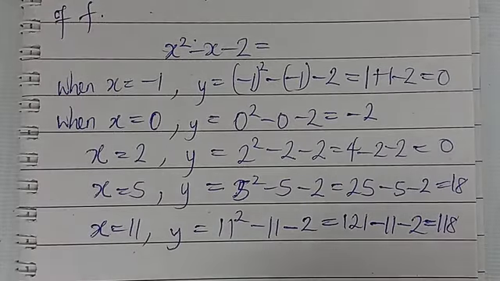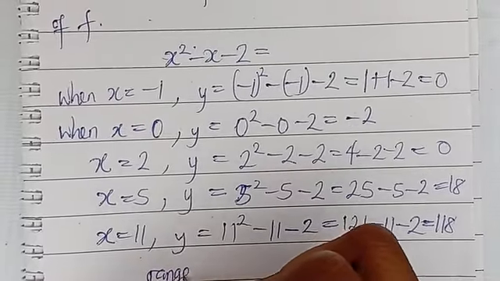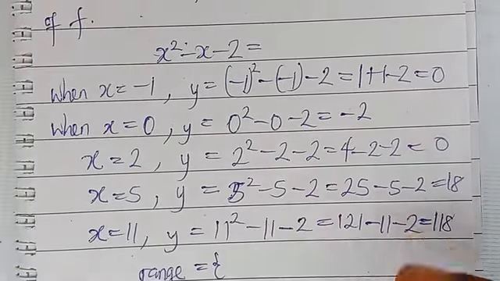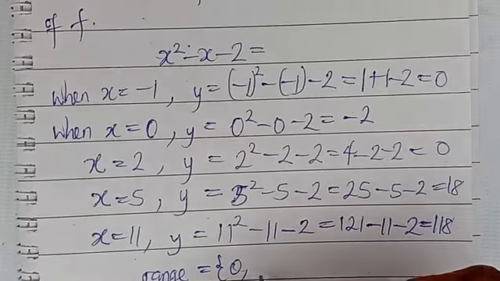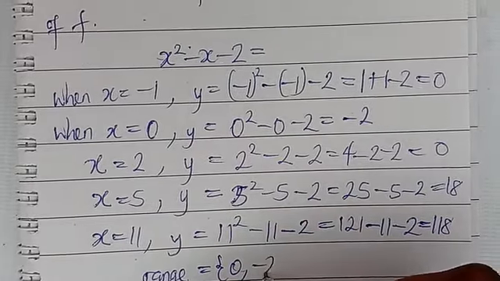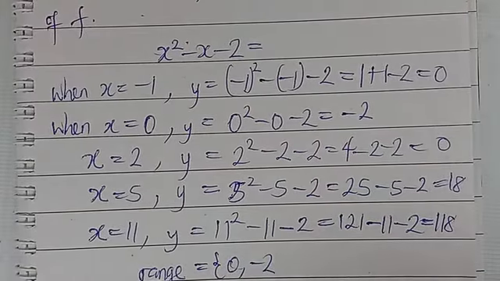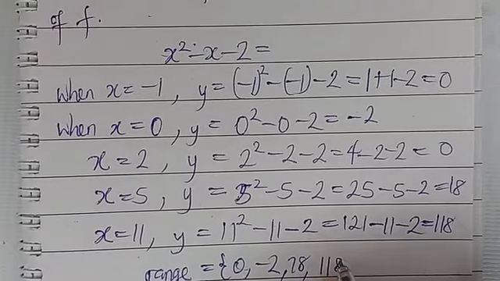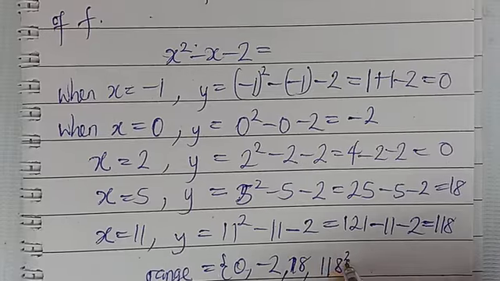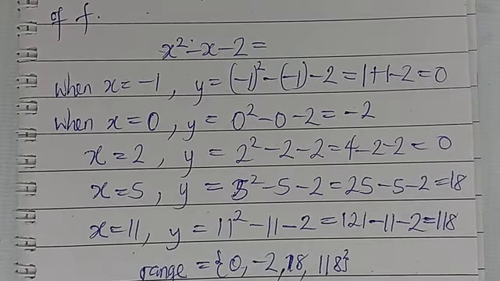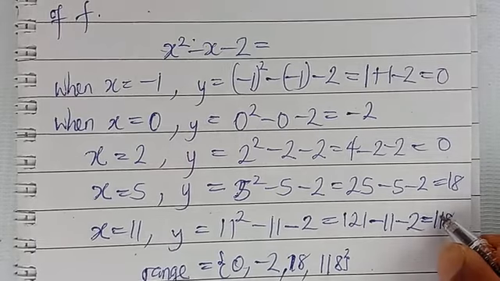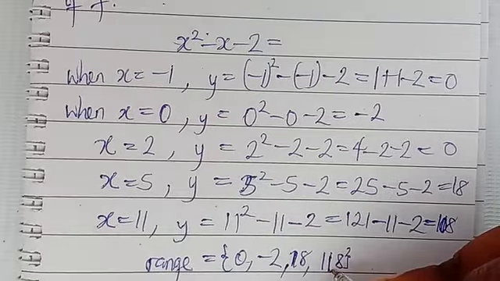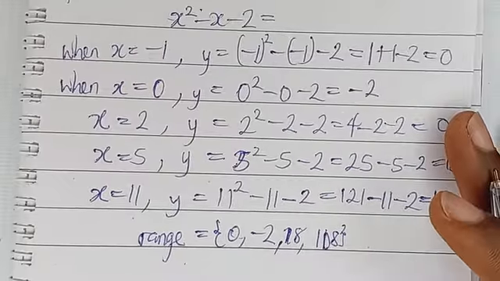Now let's gather the range together. Therefore, the range of that function is equal to this set of numbers. We are now going to collect all these values. 0, minus 2. We are not going to repeat 0 again because 0 is already here. We have 18 and 118. Oh, I just found out that we said 110 minus 2, it is 108, sorry. 108. Okay.